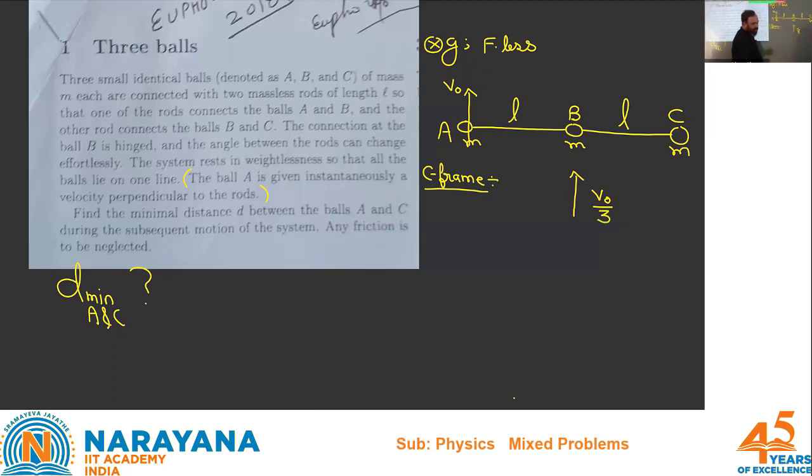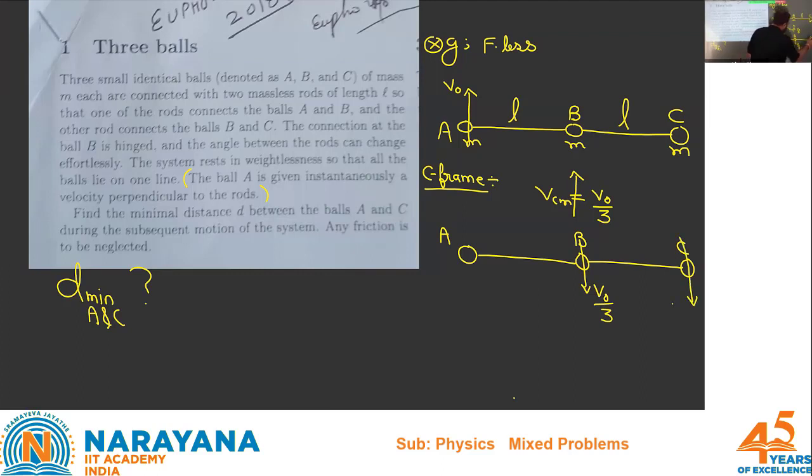So once I'm looking from the C frame, this is VCM. If I'm going into the C frame, what do I observe for A, B, and C? From the C frame, B will have a velocity which is V naught by 3 down. C will have a velocity which is again V naught by 3 down. And A will have a velocity which is V naught minus V naught by 3, so that value is 2 V naught by 3 up.